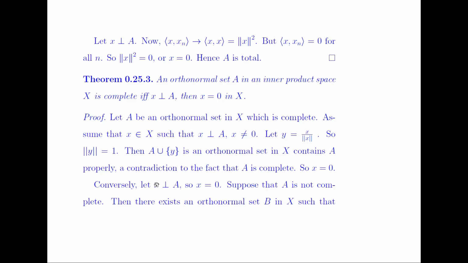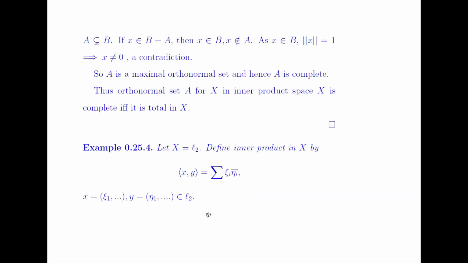Conversely, let x be perpendicular to A implies x is equal to 0. We assume this. Now we have to prove that A is complete. So we suppose that A is not complete. Then there exists an orthonormal set B in X such that A is a proper subset of B.